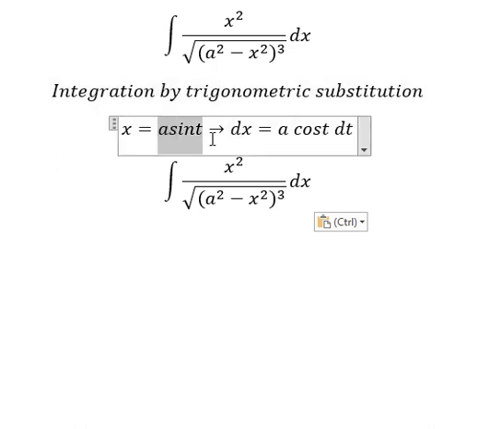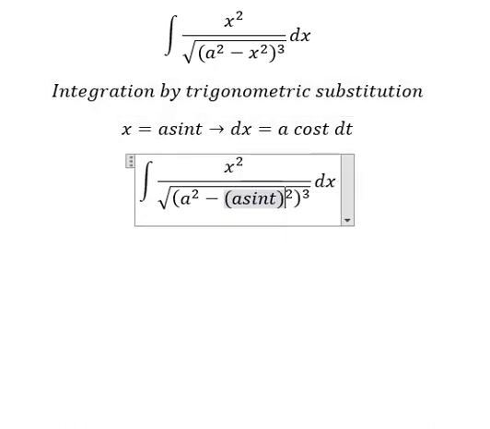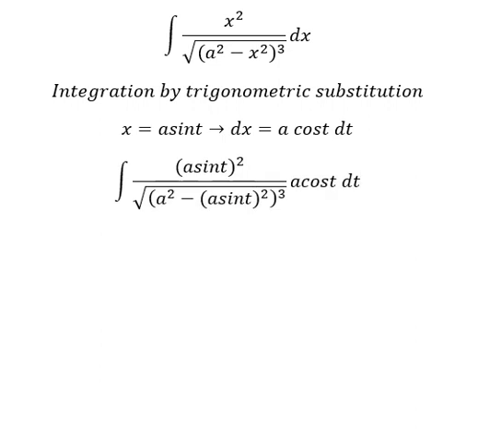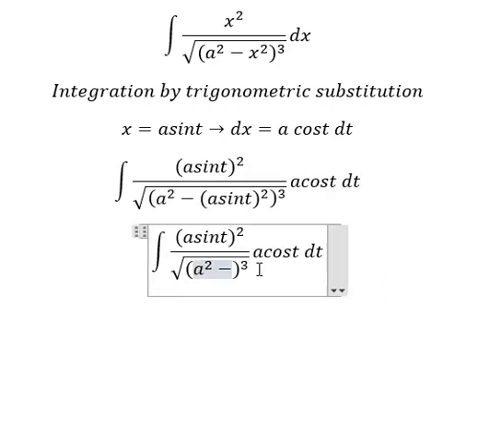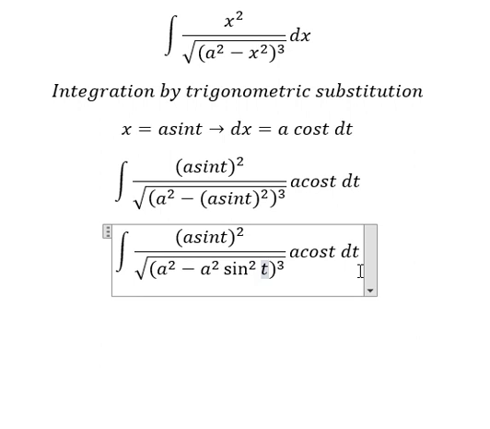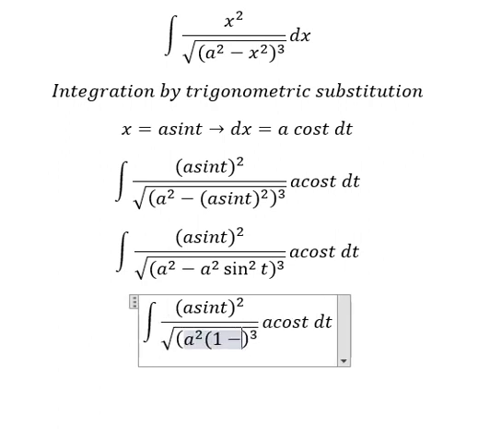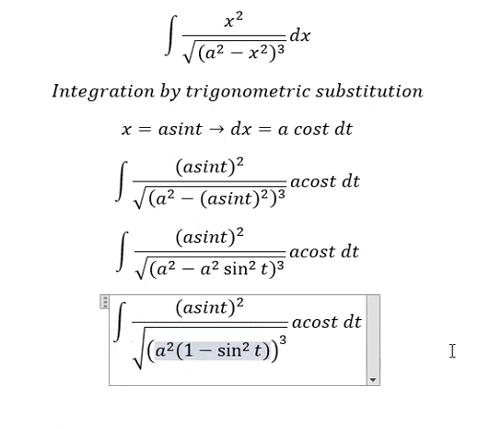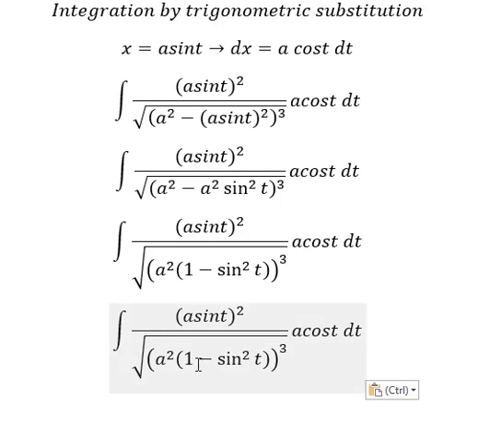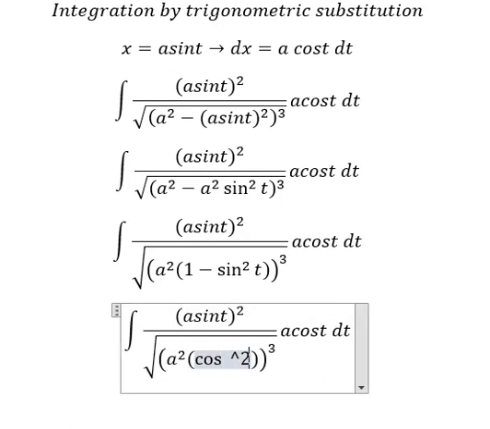So I will put this one going here and here. dx we change for this one. So this one is about a squared sine squared t. So a squared we can factorize. 1 minus sine squared t is cosine squared t.